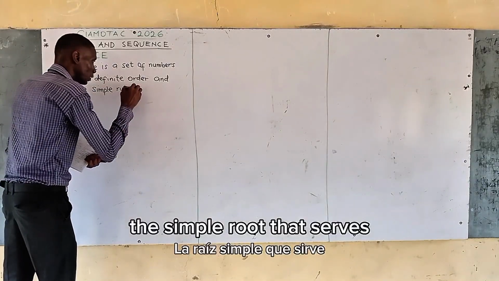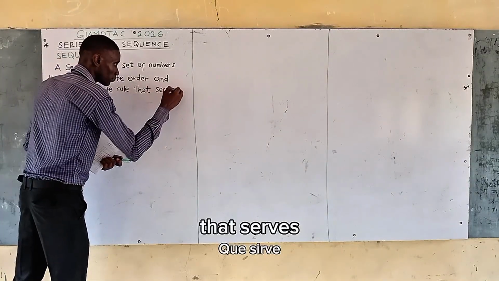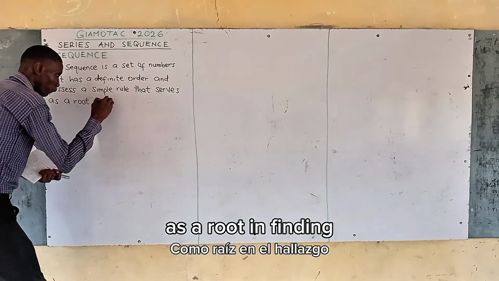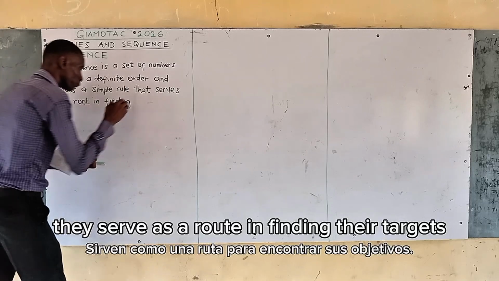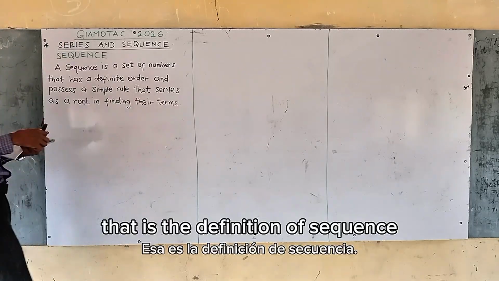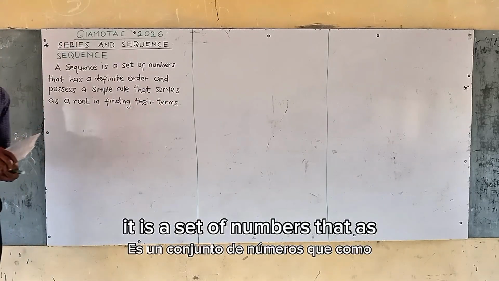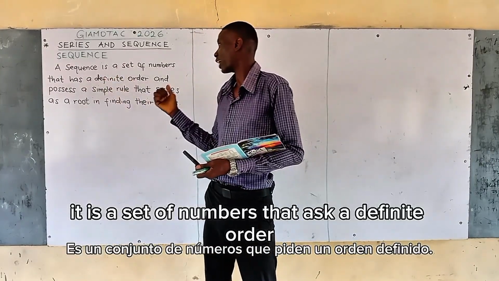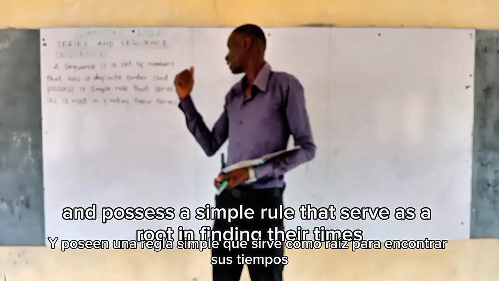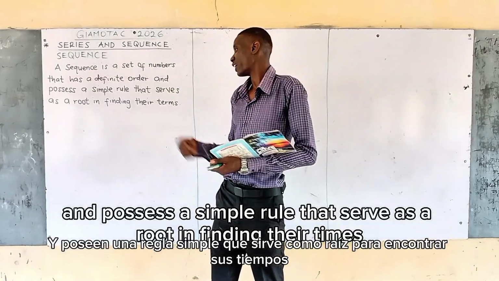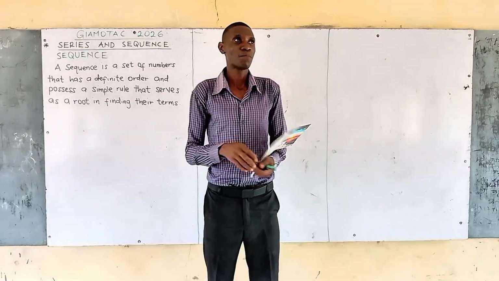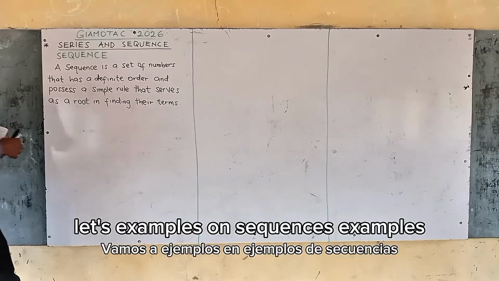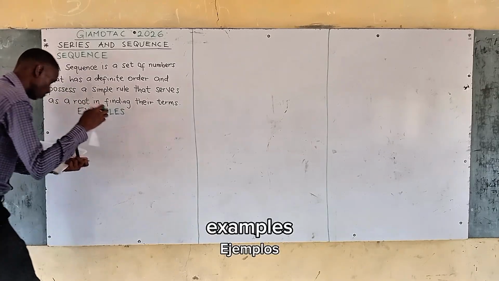A simple rule that serves as a root in finding their terms. So that is the definition of sequence. It is a set of numbers that has a definite order and possesses a simple rule that serves as a root in finding their terms. So let's see examples of this. Examples of sequence.